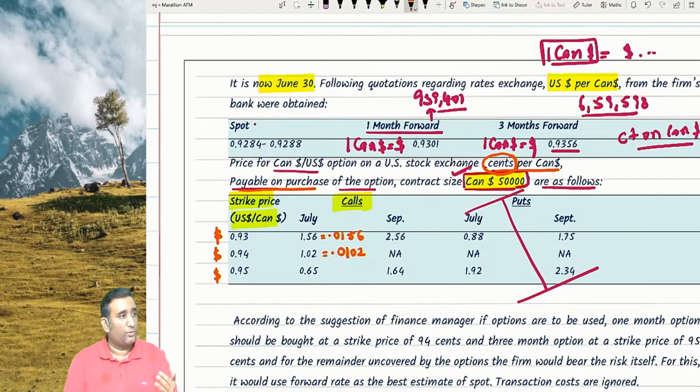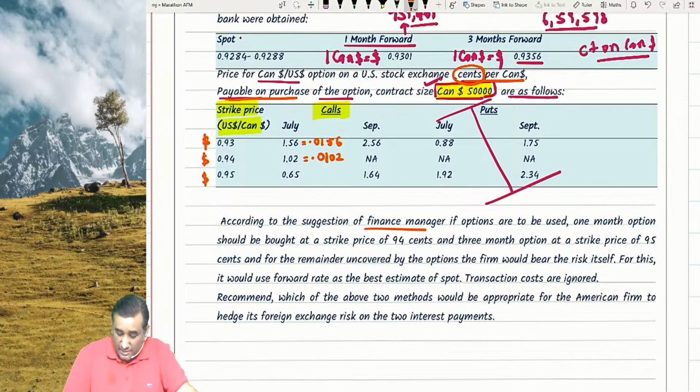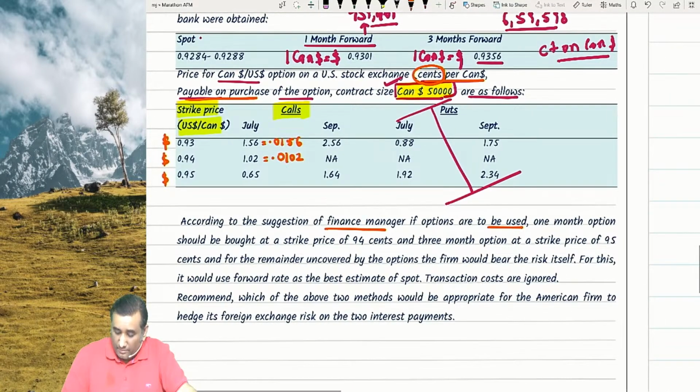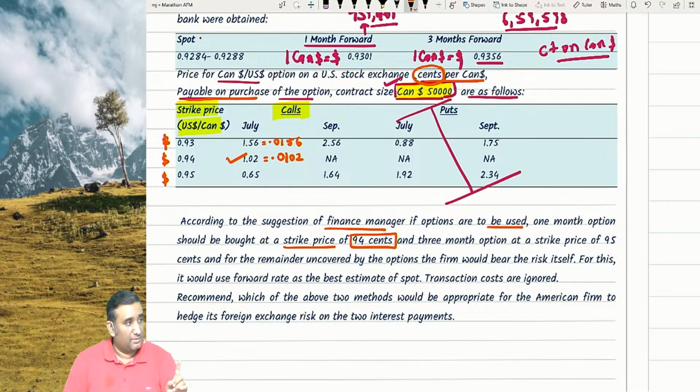But which contract to take, I don't know. But one thing I know, I need to buy Canadian dollars and I have to take a contract of the Canadian dollar. Then I go further. I say according to the suggestion of the finance manager, if the options are to be used, a 1 month option should be bought at a strike price of 94 cents, as good as 0.94. So which option? This option, 1 month. The first one is of no use and the third one is of no use. Basically you have to buy a 1 month option.